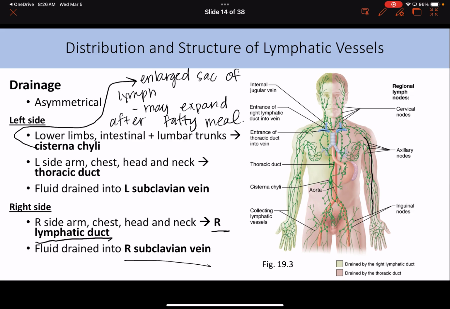I think it does get more of a light color or a white color from the lymph.